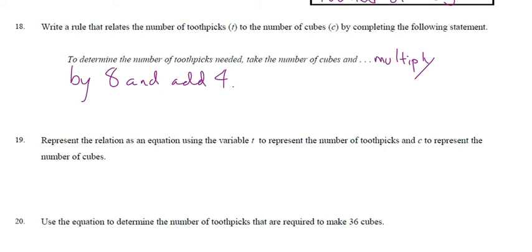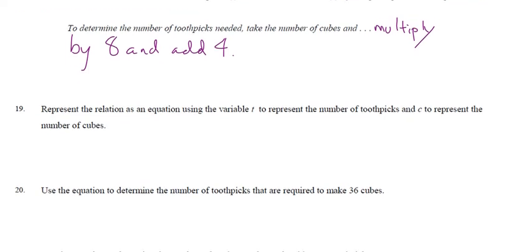Represent the relation as an equation using the variable t for toothpicks and c for cubes. And so what is the equation? Well, how about t equals? So this says the number of toothpicks needed. Take the number of cubes. It really should have an is in there. Equals translates to is. Take the number of cubes and multiply by 8 and then add 4. Okay, so 8c plus 4.